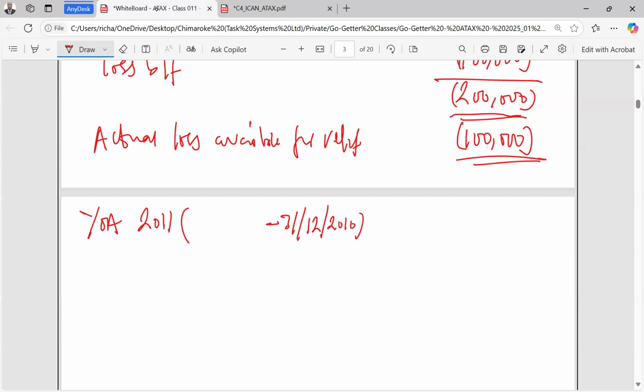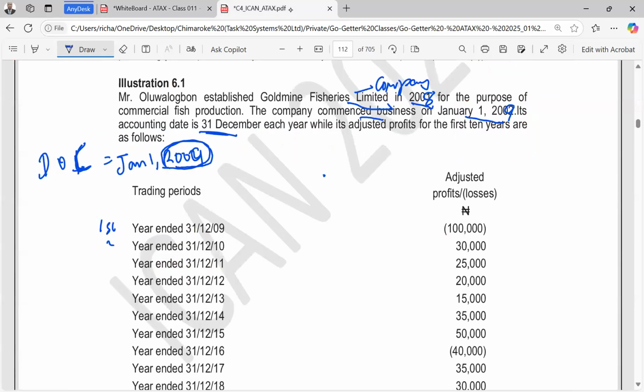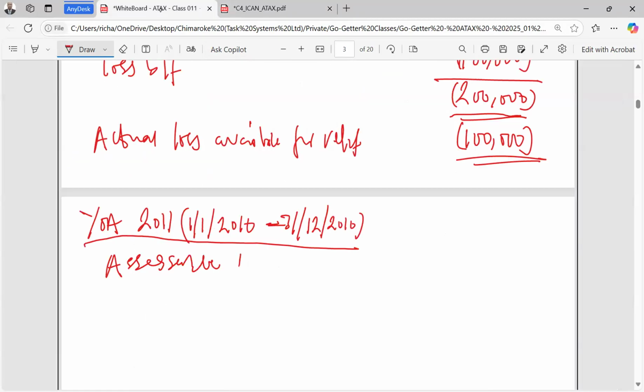If this is 31st December, it must have started from January 1, 2010. So now look for an account we have that is ending in 31st December 2010. That is where the assessable, we don't know if it is going to be a profit. Assessable, we'll now go and check for 2010. We have 2010 here, 30,000. So we say assessable profit. So that's going to be 30,000.